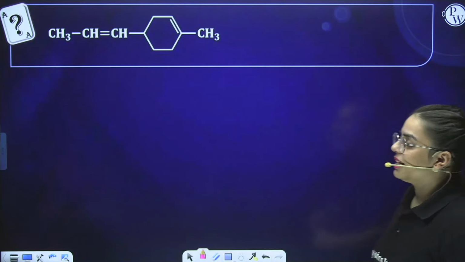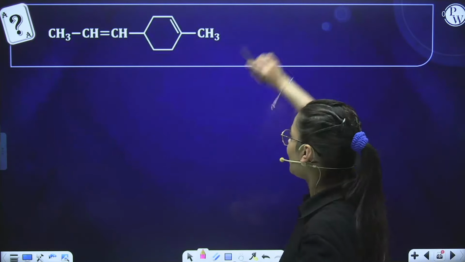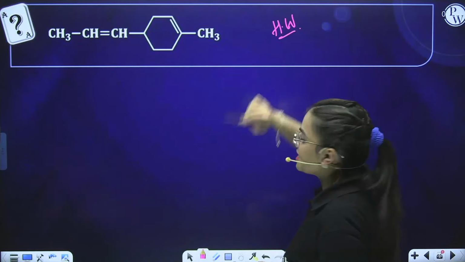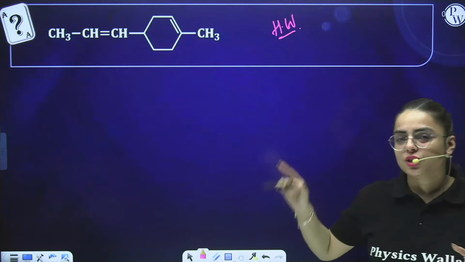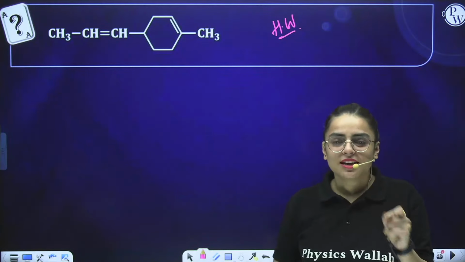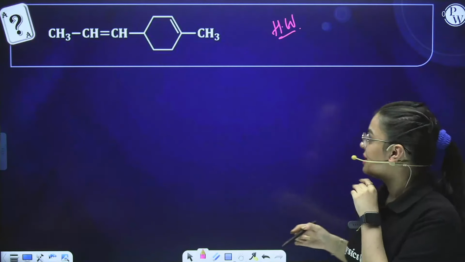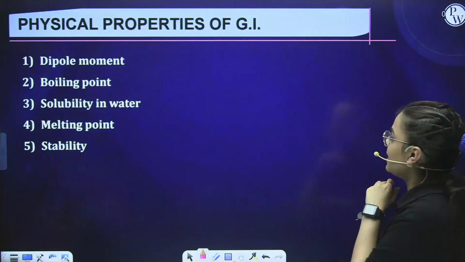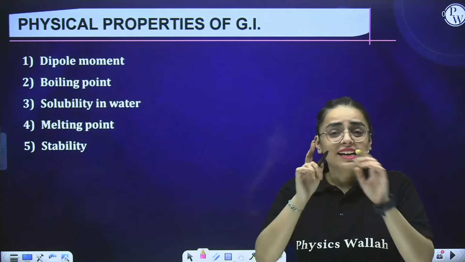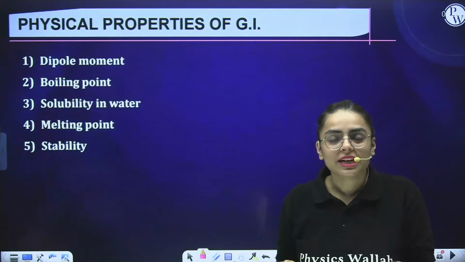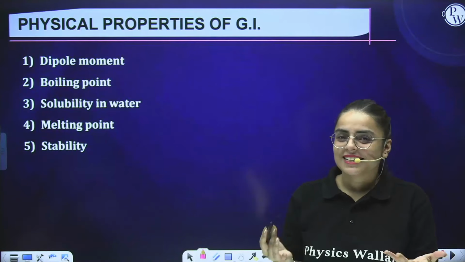Now, let us see this case, students. This case is your homework. I want your answer in the comment section with your name, students. Kindly mention your name and your answer for how many geometrical isomers are obtained. So one case is for you, right? It will be easy for you to understand. And let us move towards the next one, that is the physical properties.